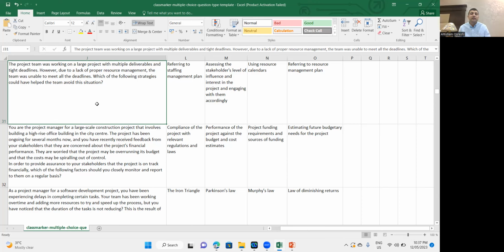So you will miss the deadlines, right? Or if the resource performance level is low, then also you will miss the deadline. Resource motivation is low, then also you will miss the deadline. There comes your resource management plan.